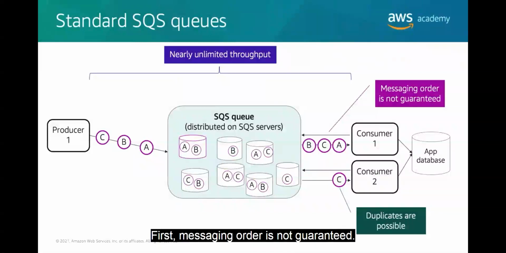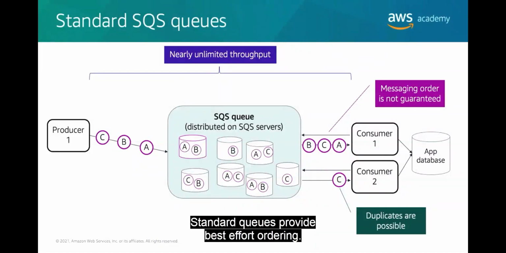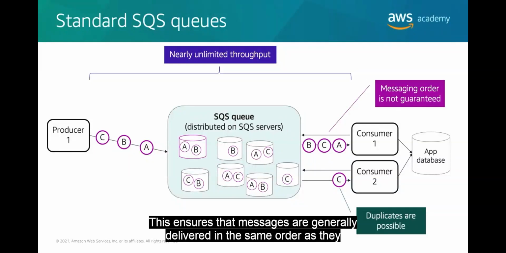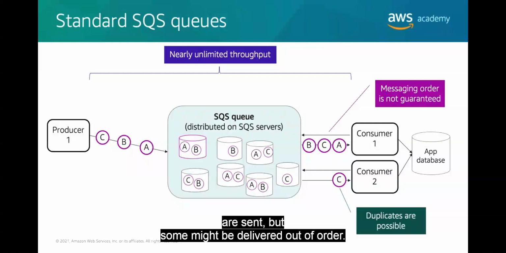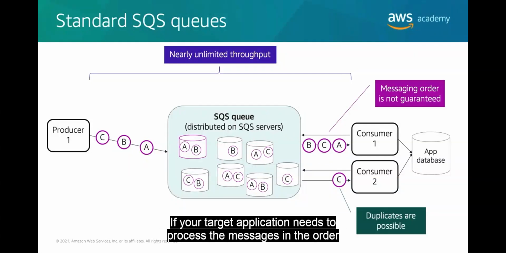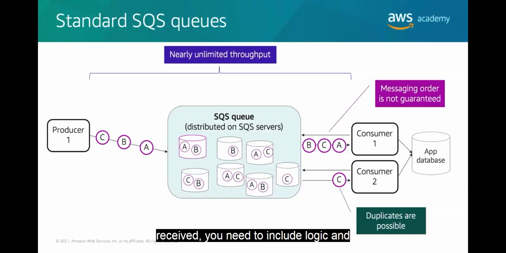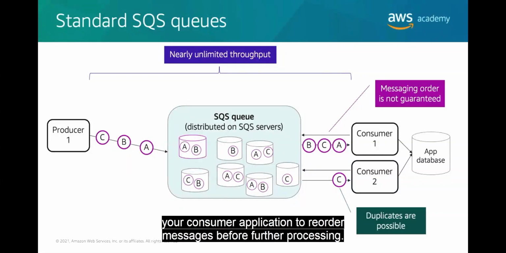First, messaging order is not guaranteed. Standard queues provide best effort ordering. This ensures that messages are generally delivered in the same order as they are sent, but some might be delivered out of order. If your target application needs to process the messages in the order received, you need to include logic in your consumer application to reorder messages before further processing.